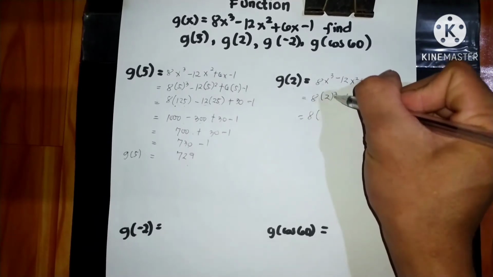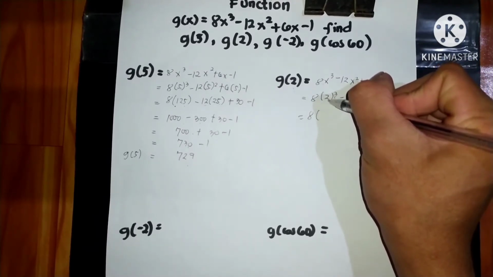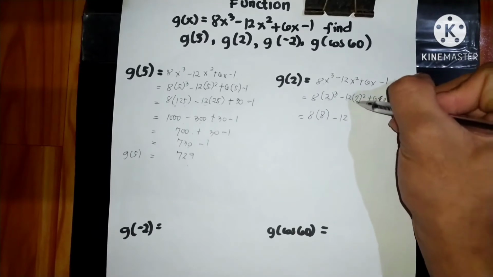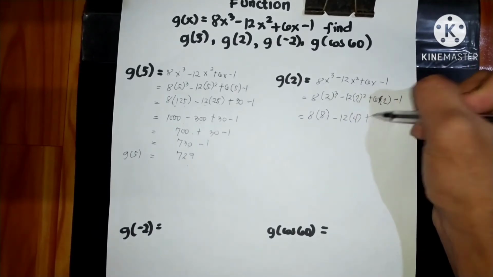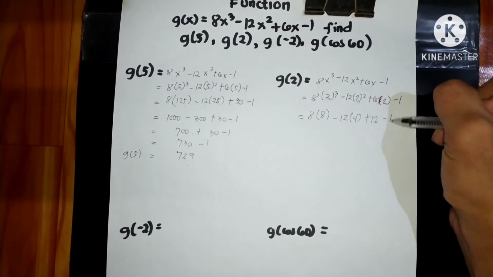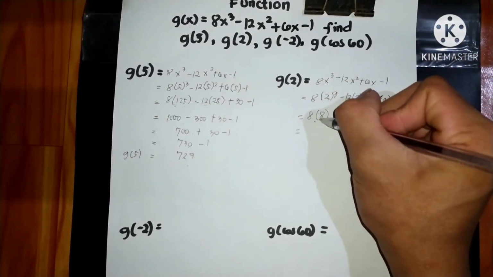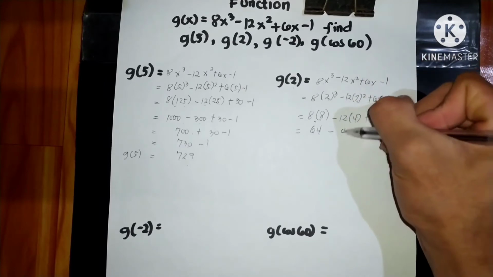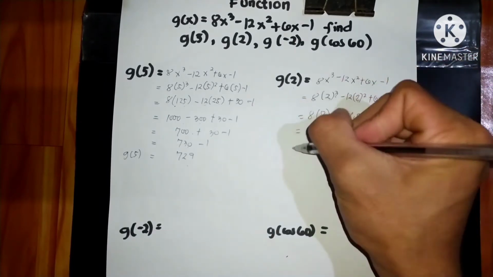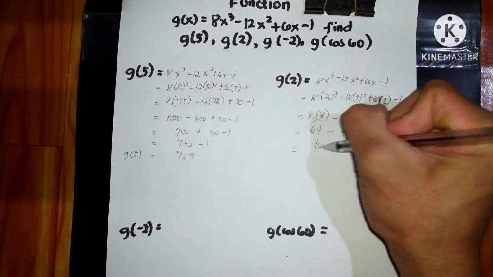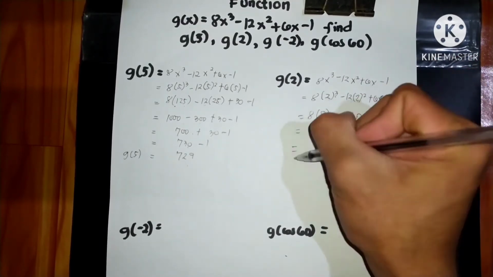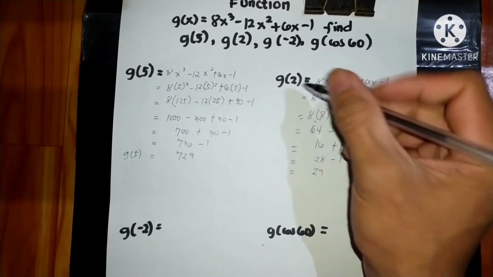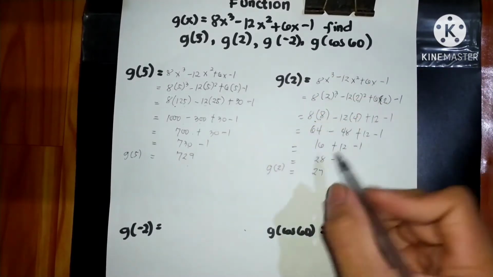So, ang 2 cubed, 2 times 2 is equals to 4 times 2 is equals to 8 minus 12 times 2 squared. 2 times 2 is equals to 4 plus 6 times 2 is equals to 12 minus 1. 8 times 8 is equals to 64 minus 12 times 4 is equals to 48 plus 12 minus 1. 64 minus 48 is equals to 16 plus 12 minus 1. 16 plus 12 is equals to 28 minus 1 is equals to 27. Therefore, the value of g of 2 is equals to 27.